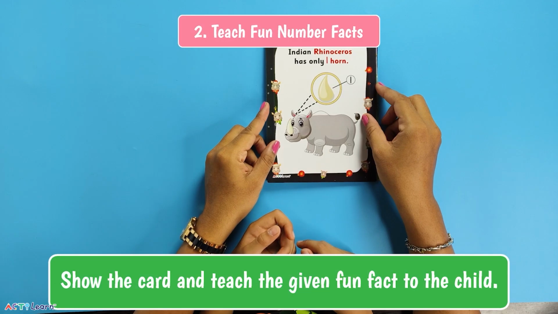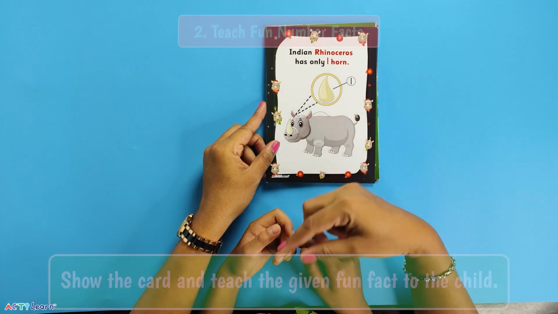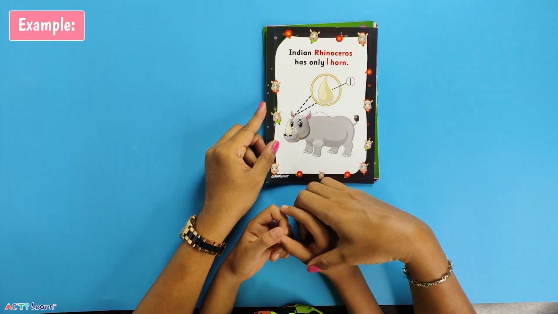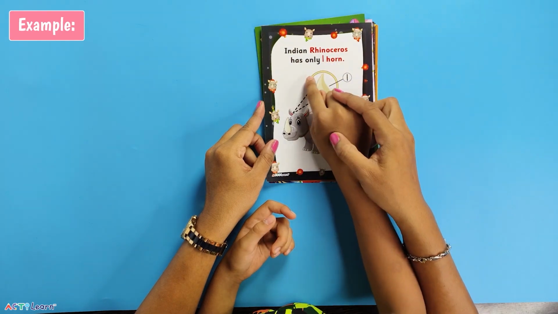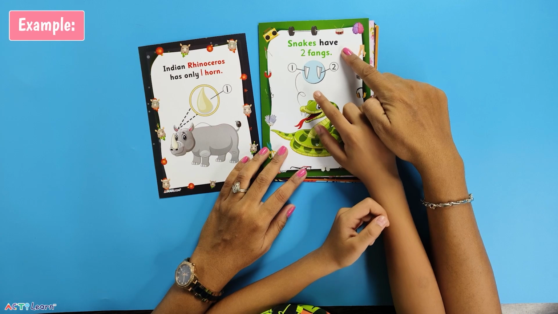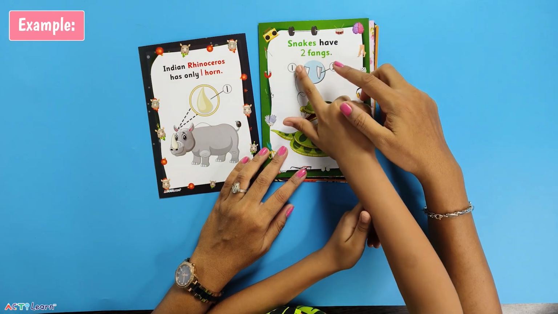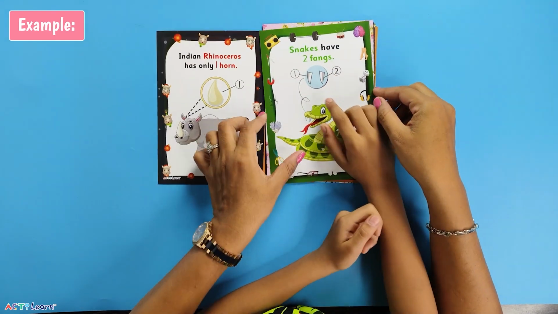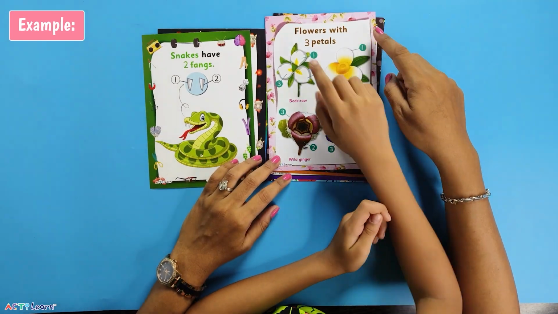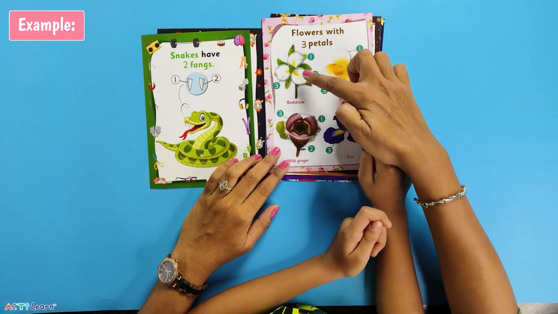Teach fun number fact. Show the card and teach the given fun fact to the child. Example: Indian rhinoceros has only one horn. Snakes have two fangs. Flowers with 3 petals.